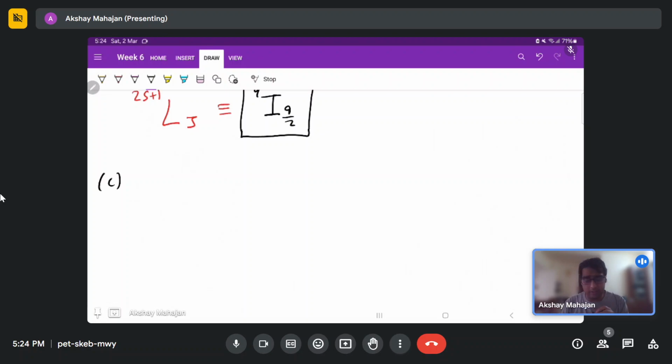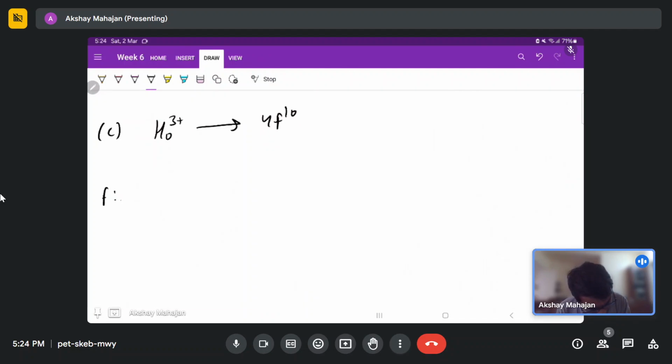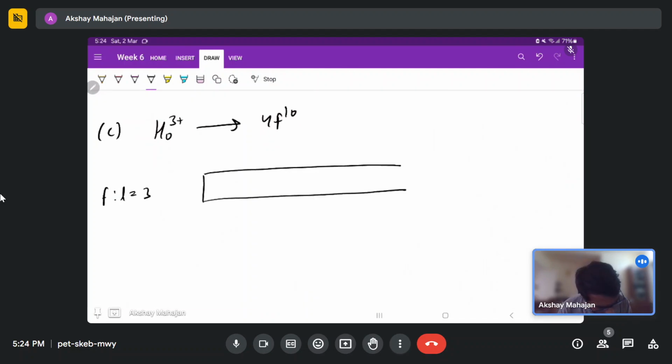So for the C part we have the Ho3+ ion, which has an electronic configuration 4f10. Okay, again we have f, so L is equal to 3. So the Lz value or the ML value, you go to plus 3, plus 2, plus 1, 0, minus 1, minus 2 and minus 3.